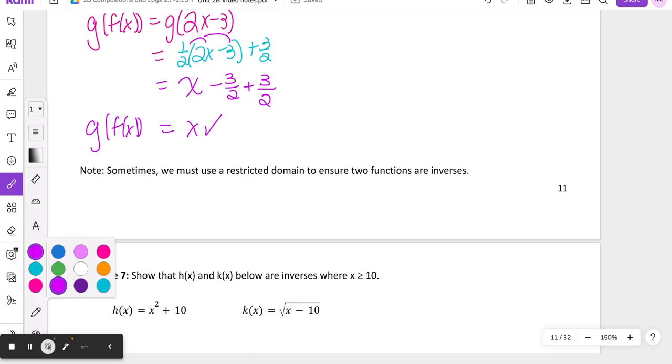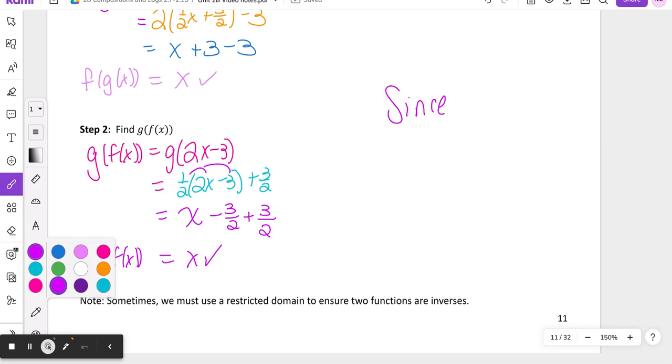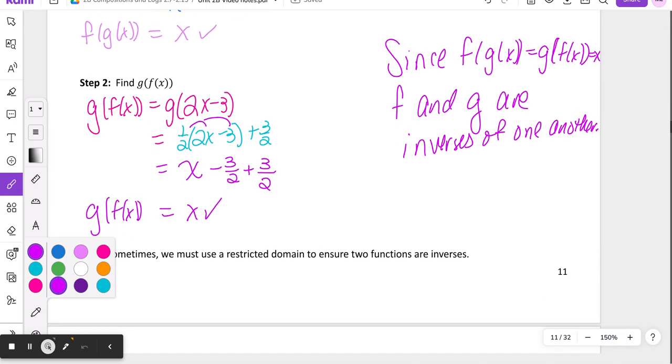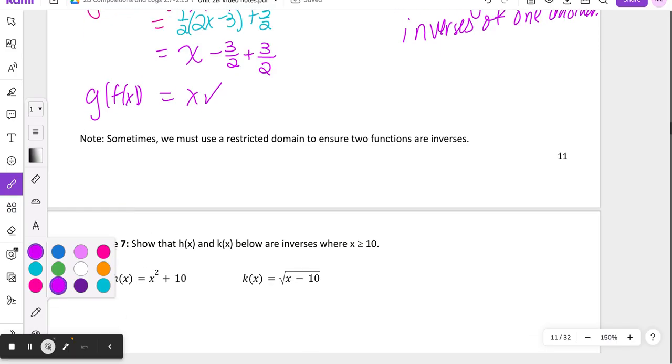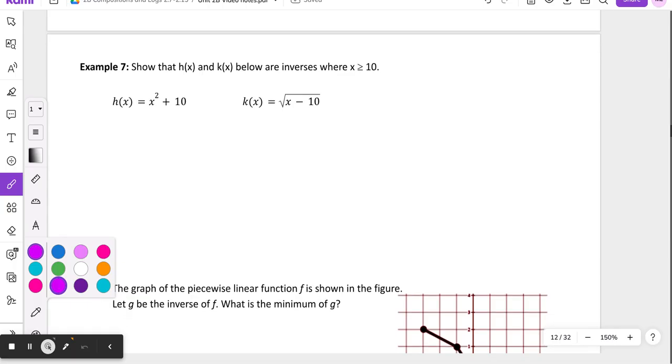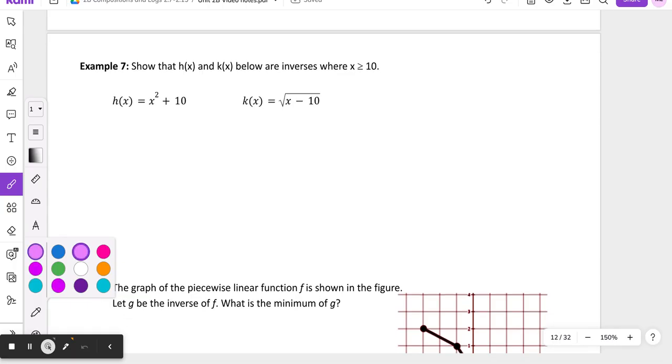So since you have to write something, since f of g of x equals g of f of x, and they both equal x, f and g are inverses of one another. Now, there might be times where we have to restrict a domain to ensure that the two functions actually end up being inverses of one another. So let's talk about that.